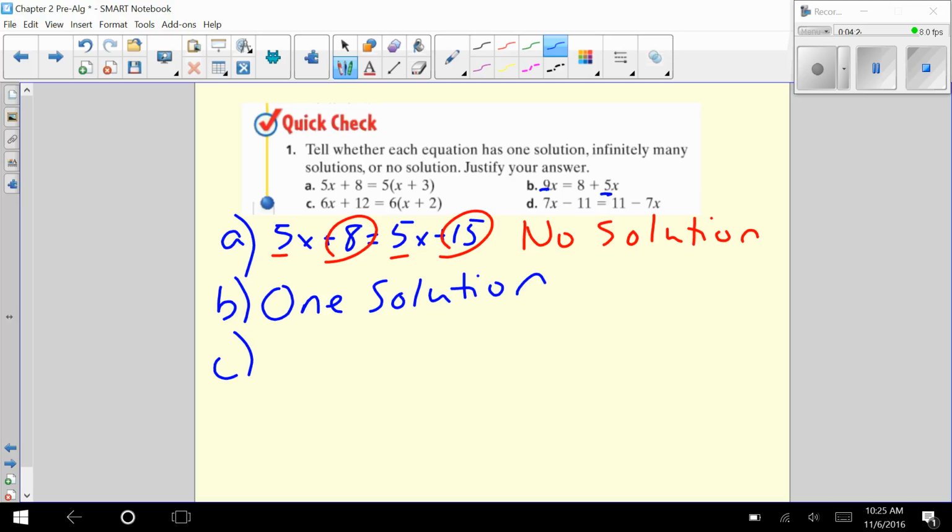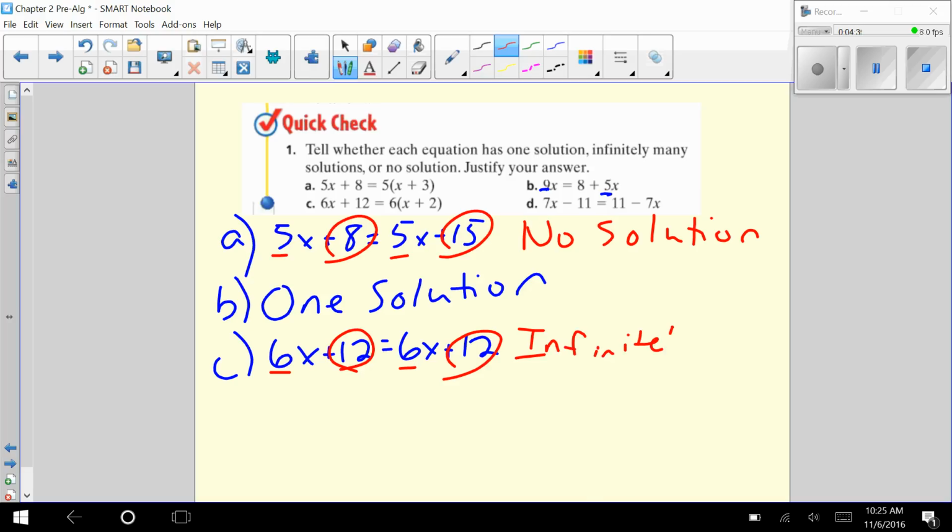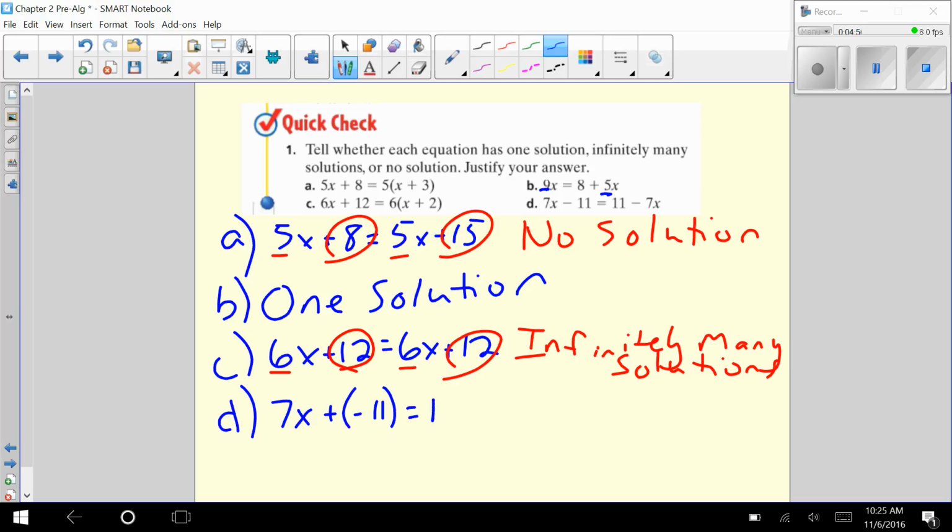For C, we want to distribute the right-hand side, so we'll get 6x plus 12 equals 6x plus 12. They're exactly the same. We have the same coefficient, same constant. That is infinitely many solutions. And then for letter D, let's look at our coefficients by changing it into a sum. So we have 7x plus negative 11 equals 11 plus negative 7x. Are these the same coefficient? 7 and negative 7? No, they're not, which means we have one solution.